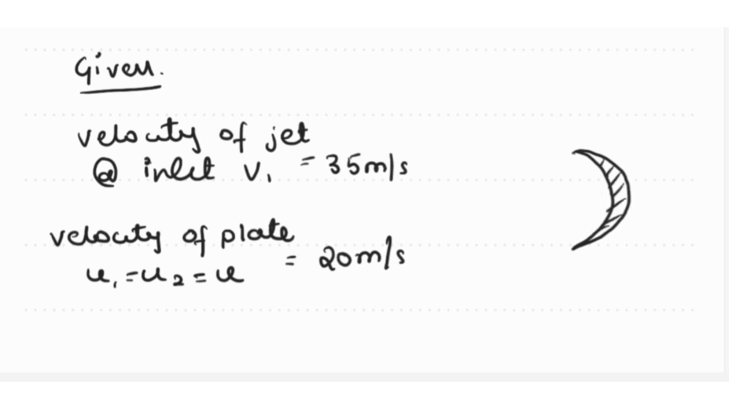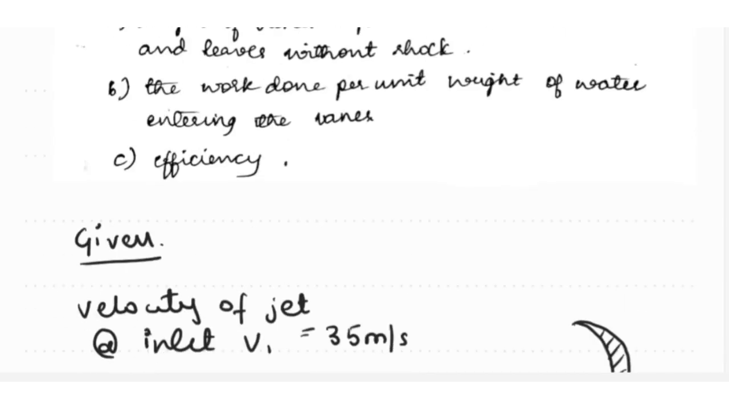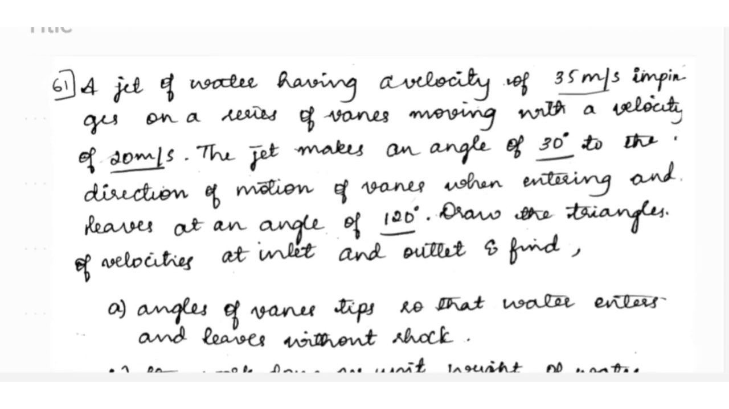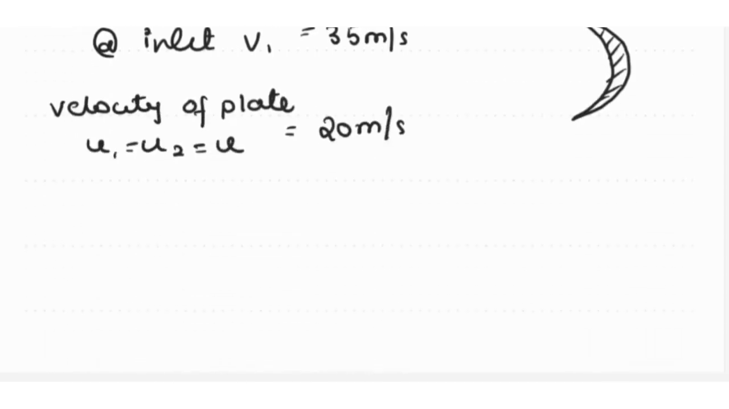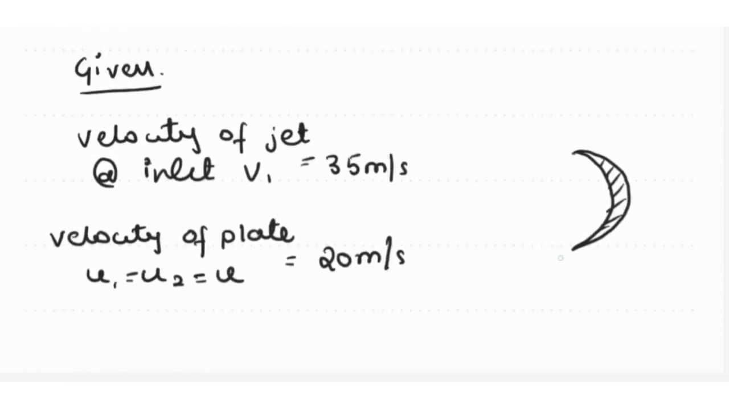Here in the question it is given that the jet of water is striking at an angle of 30 degrees. So we should draw the velocity of the jet like this. This is v1, making an angle of 30 degrees. Then we should draw its horizontal component and vertical component. The horizontal component is vw1 and its vertical component is vf1.